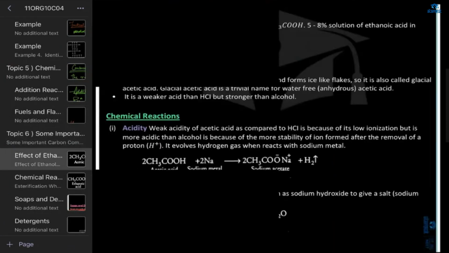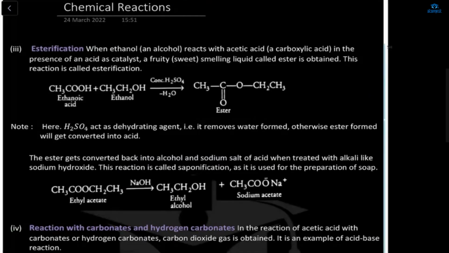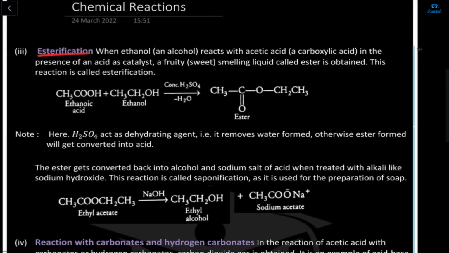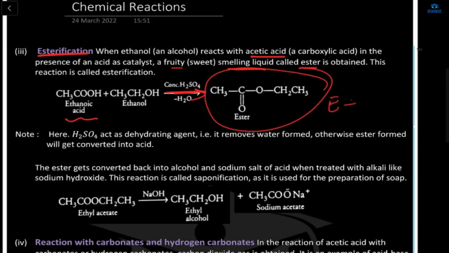Here are some points. First, we will see this. What is esterification? When ethanol, or alcohol, reacts with acetic acid, a carboxylic acid, in the presence of an acid as a catalyst, this acid is present as a catalyst. Then what will form? A fruity, sweet-smelling liquid which is called ester. This is formed when your ethanol reacts with your acetic acid in the presence of an acid catalyst.